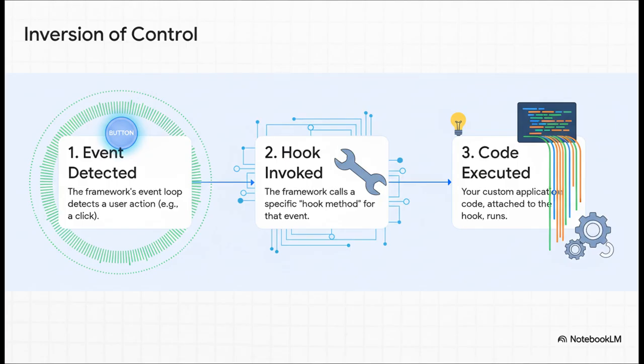Let me make that a little more concrete. Imagine a user clicks a button in an app that's built with a framework. Okay, so first, the framework's event loop, which is just always running in the background, detects that click. Second, the framework knows that a click on that button is tied to a specific hook method, basically a placeholder for your code. And finally, the framework calls that hook, which then runs the specific piece of code you wrote to handle the click. See? You don't manage the event loop, you just supply the code that gets called.